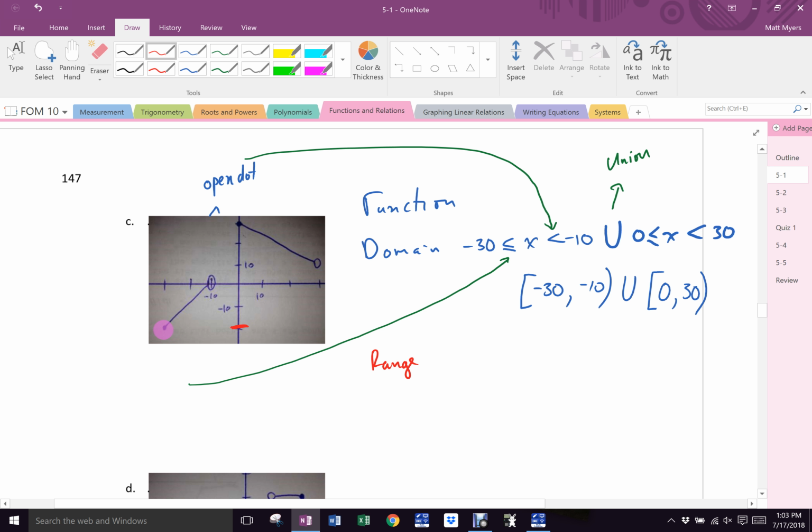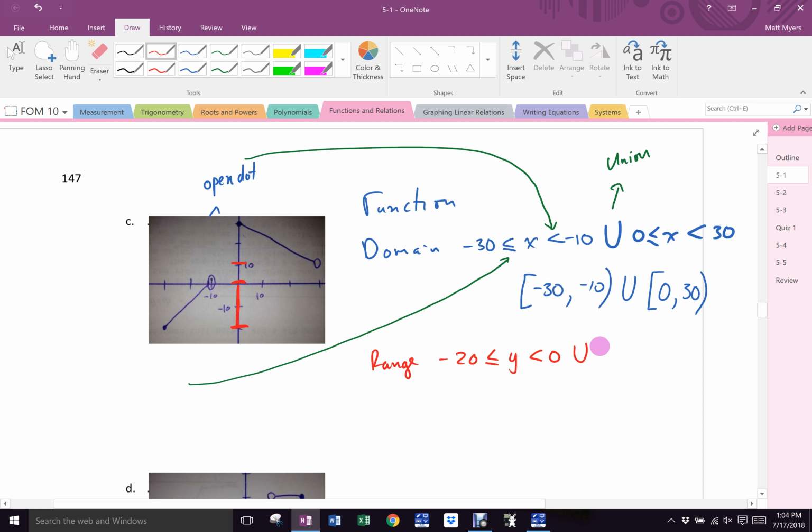-20. Is it an open or a closed dot? Closed. So -20, and we actually hit it. So we have to have an equal sign. What are we counting? Y's or x's? Y's. And what do I go up to? 0. Do I hit 0? Yes or no? No. 0. So no equal sign.